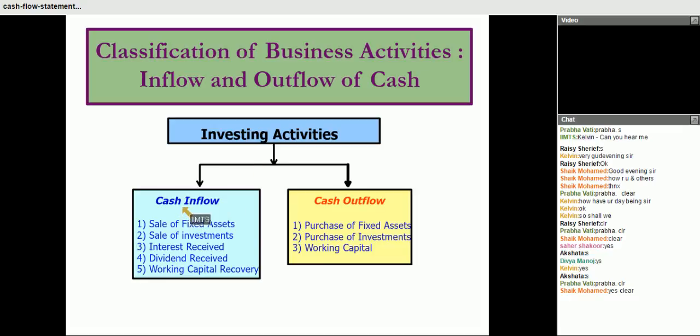Similarly, for investing activities, in cash inflow we have sale of fixed assets, sale of investments. When we sell any assets or investment, the money that will come will go into the account of the organization. That is why we have termed it inside cash inflow. Interest received, dividend received, working capital recovery. All these things comes inside cash inflow. For cash outflow, purchase of fixed assets, purchase of investments, working capital. This comes in cash outflow.